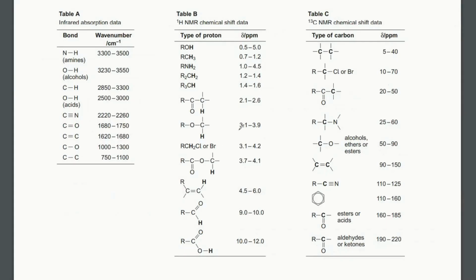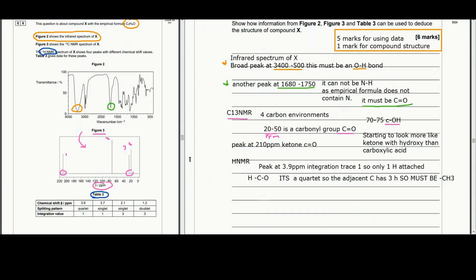So that shift at 3.9 tells us we're dealing with this here. So we've got one hydrogen with the integration trace. We're dealing with a C to the O bond, but we know that the adjacent environment has 3 hydrogens. So now we're going to build this section of the molecule. We know there's an R group connected to an O. We know the carbon had 1 hydrogen. There's our CH there. But we know that as it was a quartet, the adjacent carbon had a CH3, a methyl group attached. And we need to write that down.